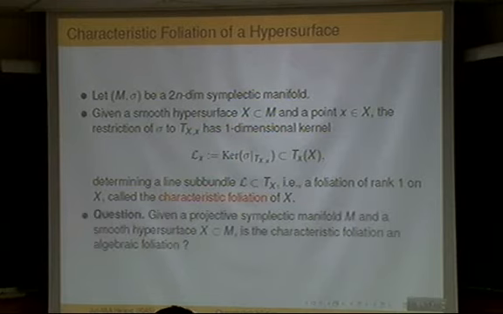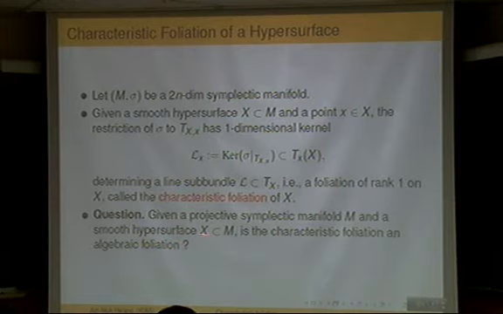Now the main question you are interested in is the following. Given a projective symplectic manifold M and a smooth hypersurface X, you ask the question: when is this characteristic foliation an algebraic foliation? Now this kind of question in the algebraic geometric setting, as we formulated here, has not been studied very much. It only, I think, drew people's attention very lately. So there's almost no work. So I will essentially tell you about all the works on this.